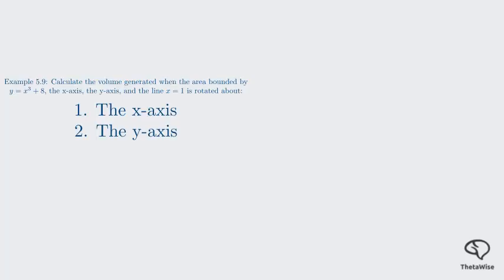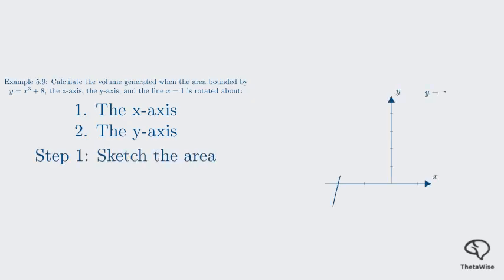The region is bounded by the x-axis, the y-axis, and the vertical line x equals 1, and it is rotated about both the x and y-axes. Step 1. Sketch the area. The function y equals x cubed plus 8 crosses the y-axis at y equals 8. From x equals 0 to x equals 1, the curve rises. The area is bounded by this curve at the top, the x-axis at the bottom, the y-axis on the left, and the line x equals 1 on the right. This trapezoid-like shape is our region of interest.